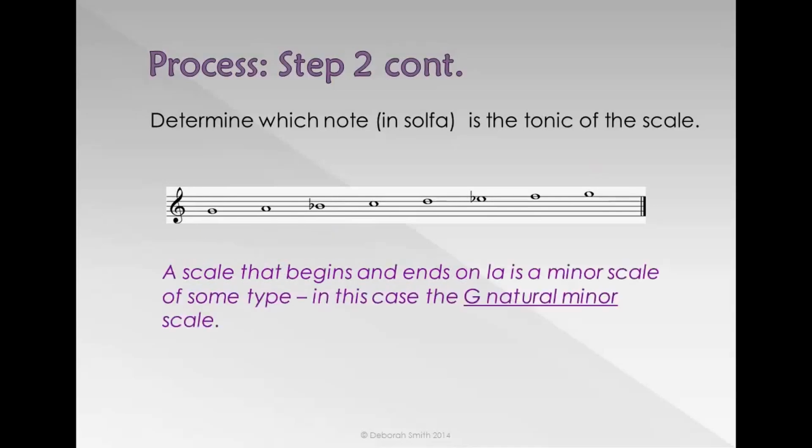A scale that begins and ends on la is a minor scale of some type, in this case the G natural minor scale. It is the natural minor because it has the same notes as B flat major, its relative major, but begins and ends on la instead of do.